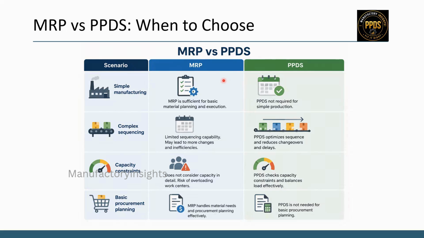Now, when should you use MRP and when should you switch to PPDS? If you are working in a low complexity environment where materials are your main concern, MRP is more than enough. It is simple, effective, and gets the job done. But if you are in a high complexity, high volume manufacturing setting, for example, automotive or chemical industries, you will want to leverage the power of PPDS. It helps manage both the material and the capacity constraints while also optimizing your production schedule.